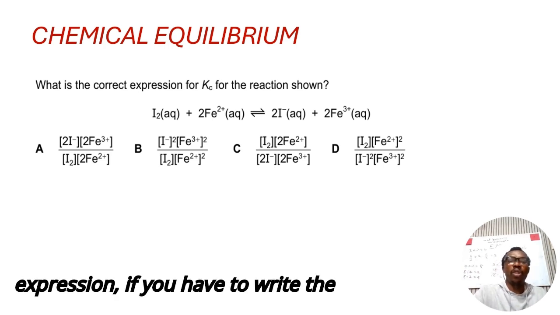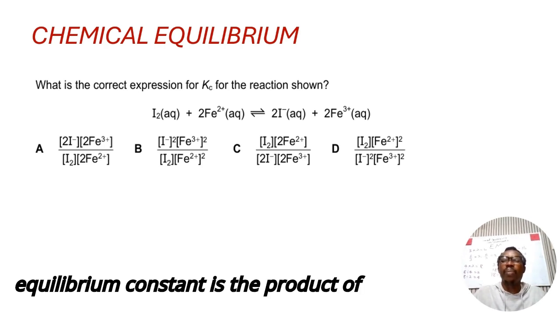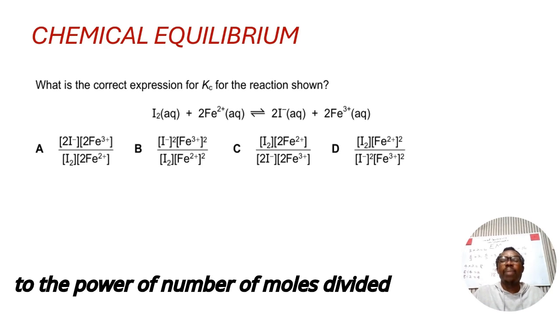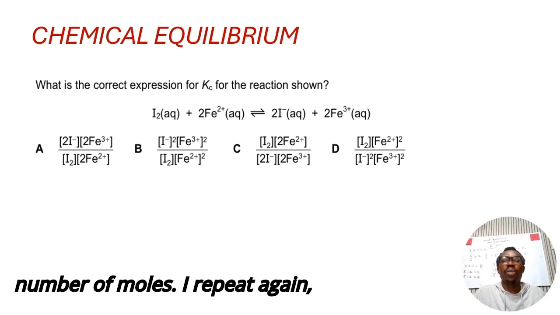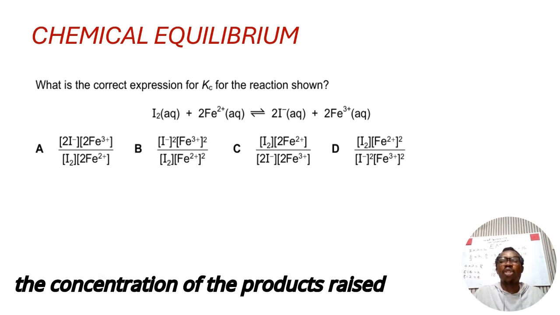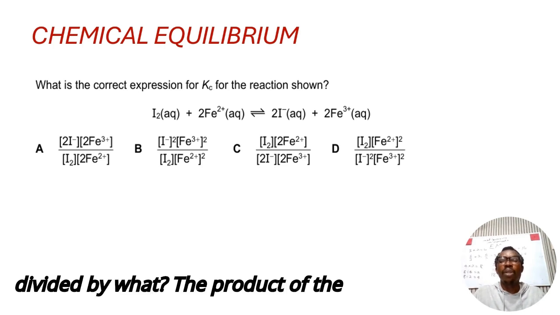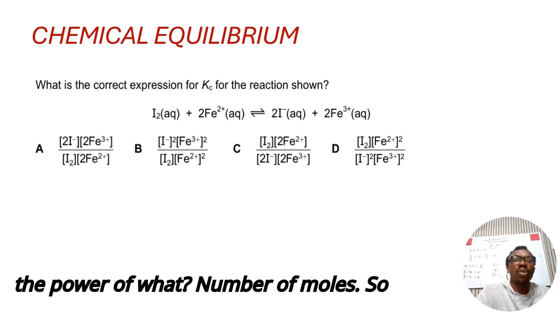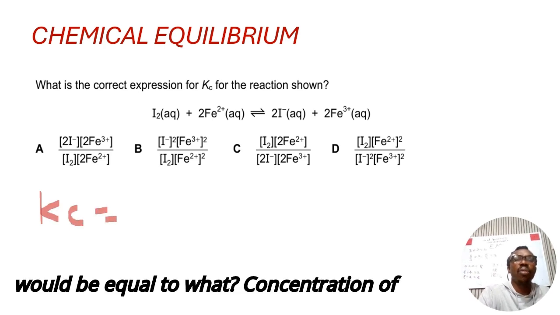So if you have to write the equilibrium expression Kc, the equilibrium constant is the product of the concentration of the products raised to the power of the number of moles, divided by the product of the concentration of the reactants raised to the power of the number of moles. I repeat again, the equilibrium constant is the product of the concentration of the products raised to the power of the number of moles divided by the product of the concentration of the reactants raised to the power of the number of moles.